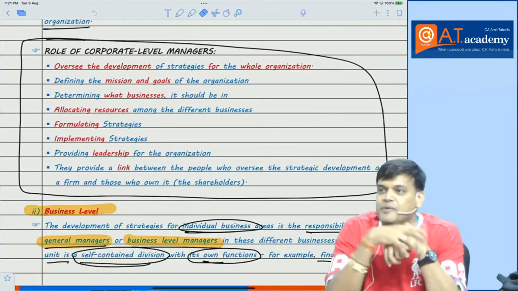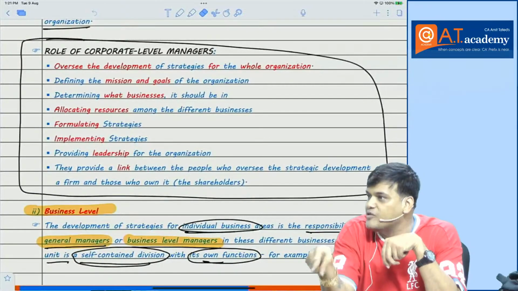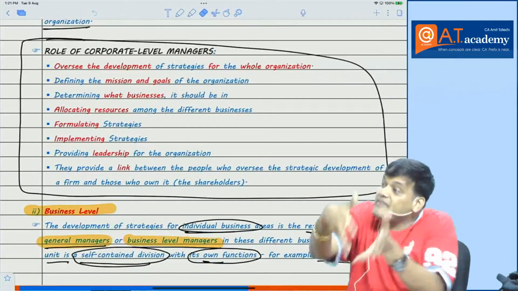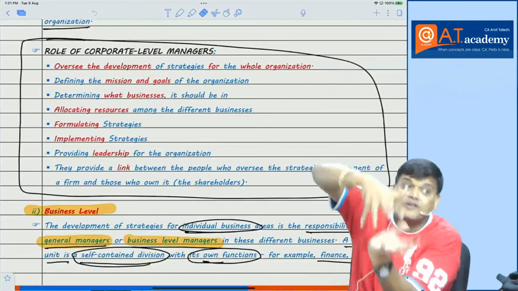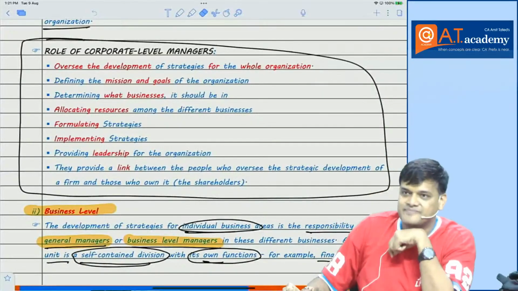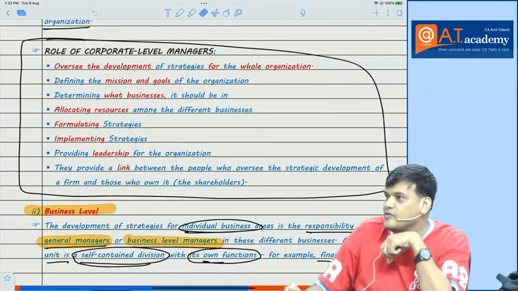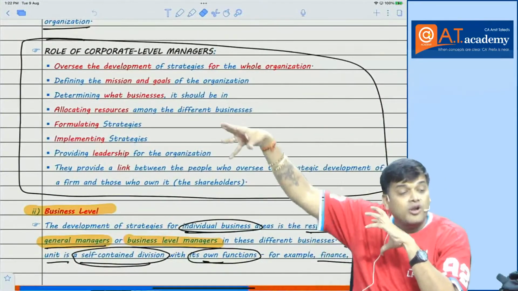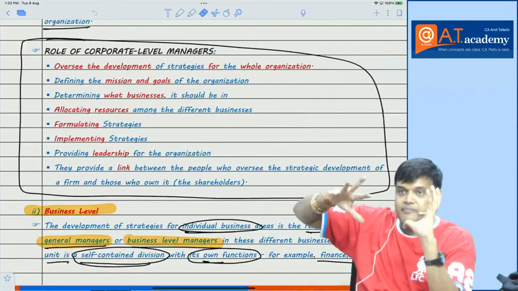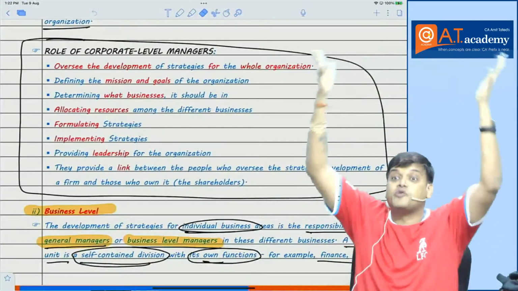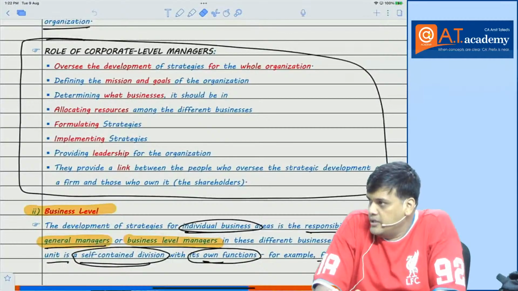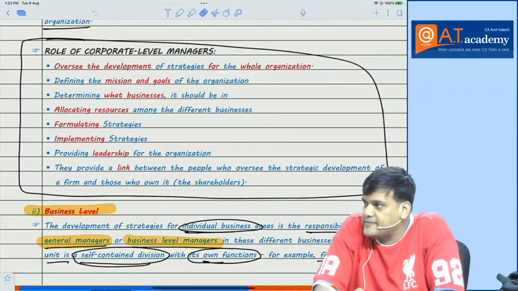So when you go into chapter 7, out of these 8 points, you will be studying only the 7th. You will study the 7th point's work in chapter 7. Understood? So that role the corporate level will do 100%. But please understand, corporate level will have superior roles.